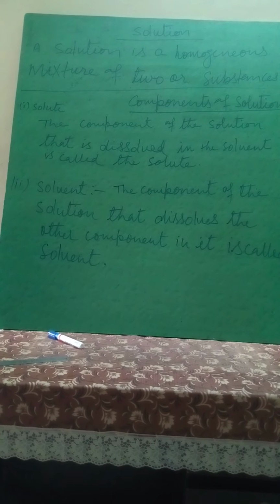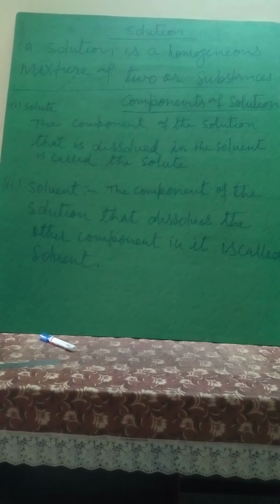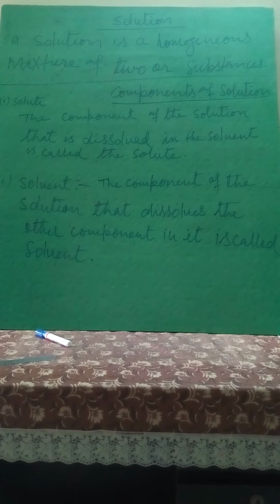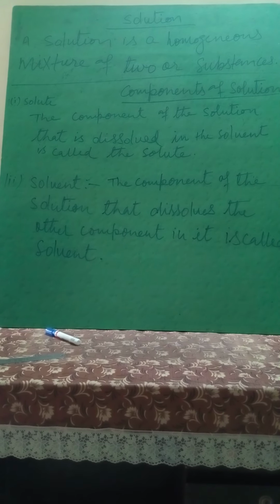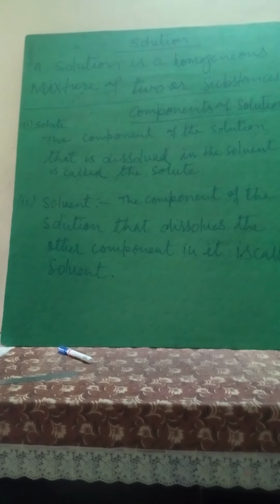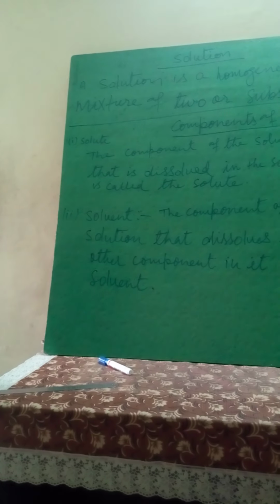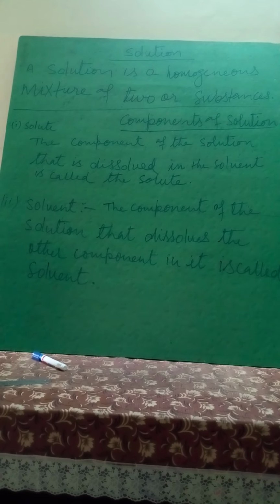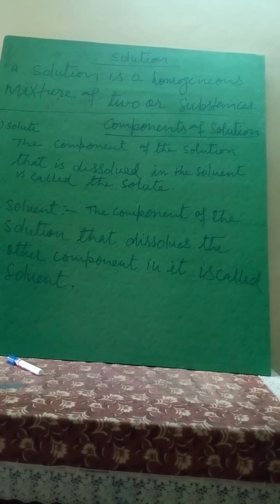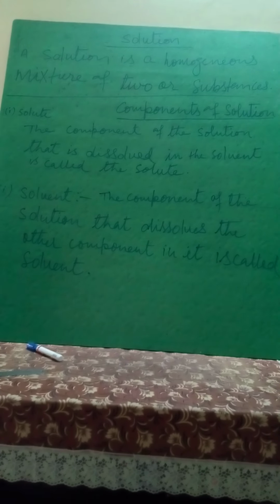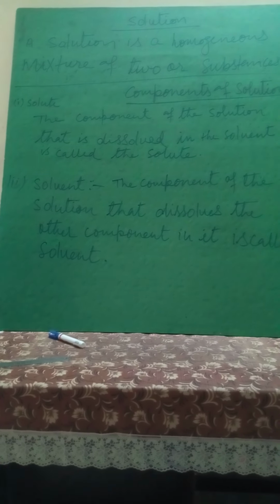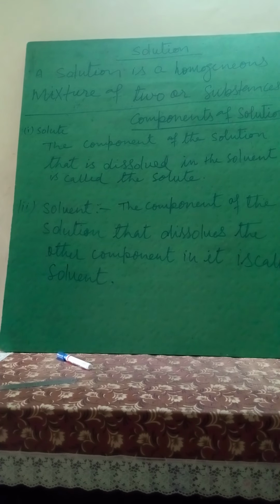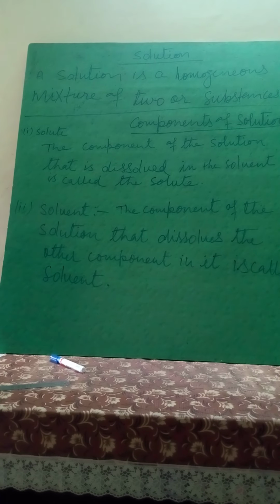Now, properties of solution. Solution is a homogeneous mixture. Particles of solution are smaller than 1 nanometer in diameter. 1 nanometer is equal to 10 to power minus 9 meter. They can't be seen by naked eye. The solute particles do not settle down when left undisturbed.